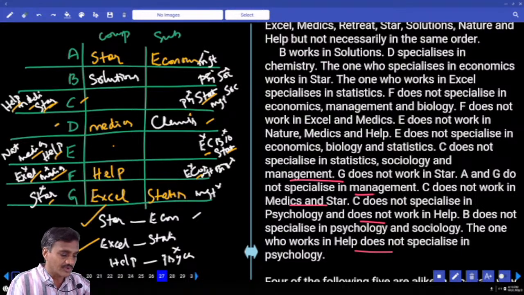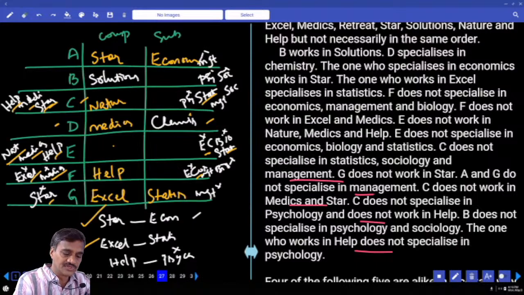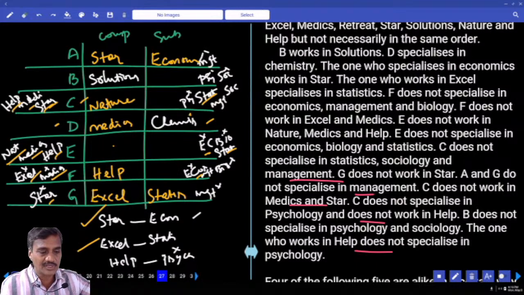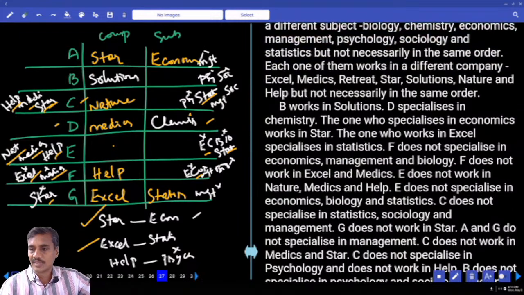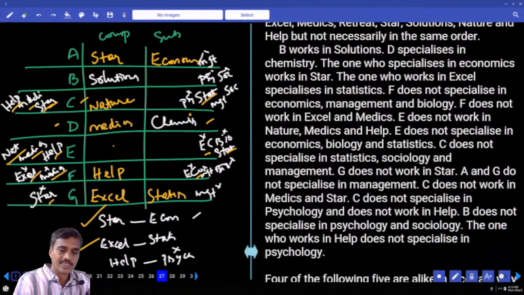Health is F. Now we are left with the remaining two. And what are the remaining two we have? Nature cannot be at this place, hence this is nature. Now if this is nature, what is left over here? One more company is left over. And what is that one? Retreat. Now E works in retreat.